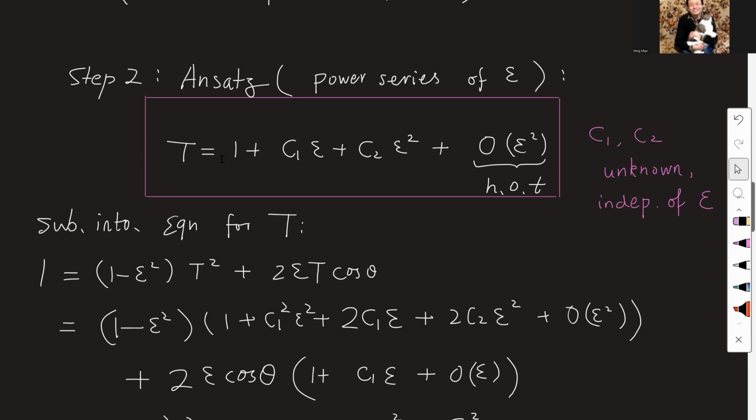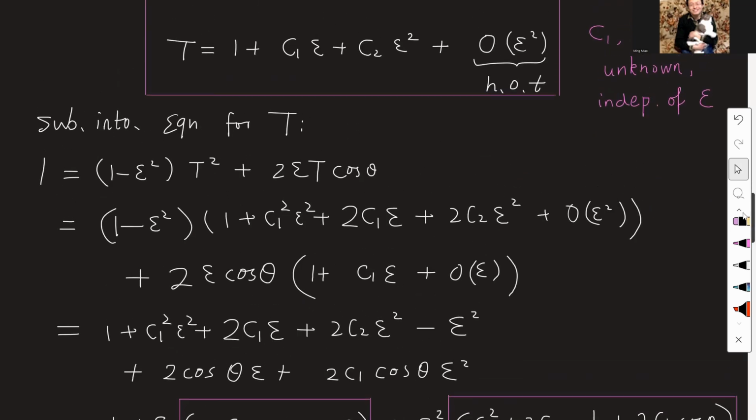The constant term is 1 because if I set epsilon equals 0, I should recover the unperturbed solution, namely 1. So here C1 and C2 are unknown coefficients that are independent of epsilon. Our goal here is to solve for these coefficients. What follows is fairly mechanical. You're just going to plug in the ansatz into the equation for t. Let's see how that works in detail.